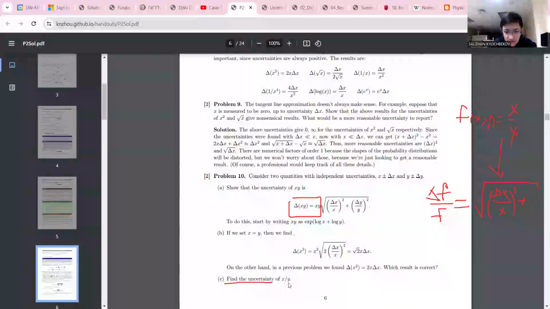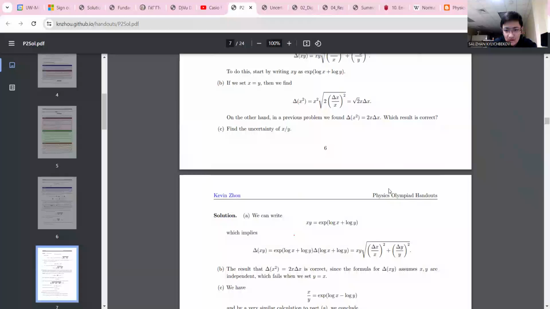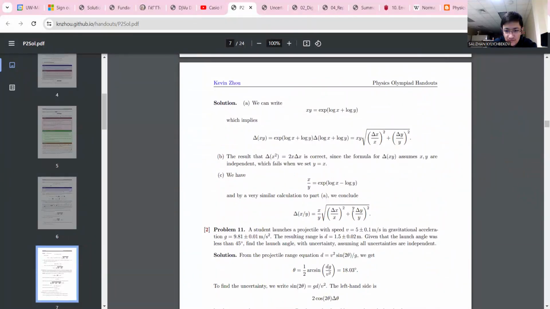The homework says find the uncertainty of xy. Below there is a solution. So you can prove it, but they will lead to the same answer. I just know that from experience, that I did it many times. So you see, as I said, it leads to the same answer. The only difference is in front, but this is the same thing.